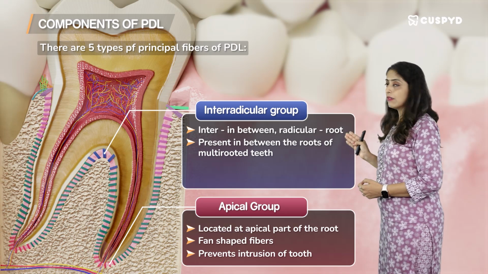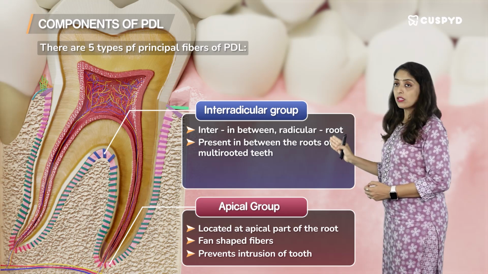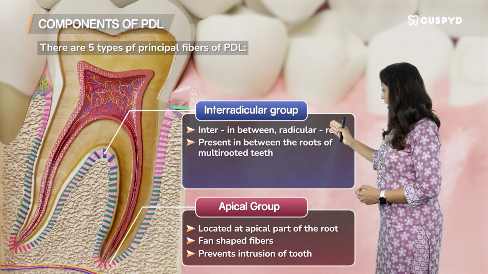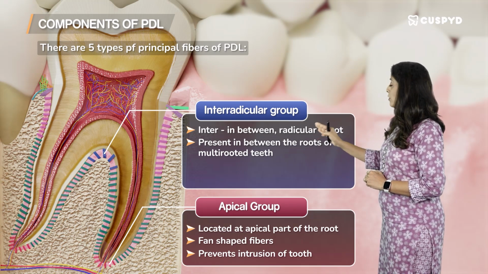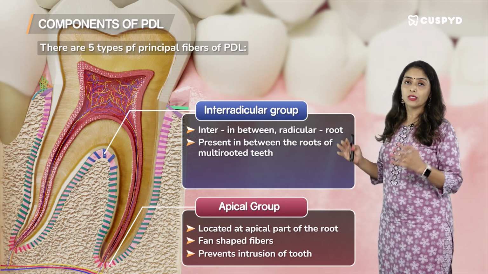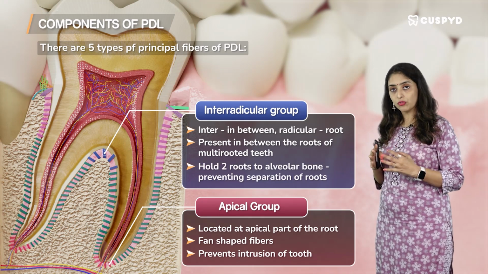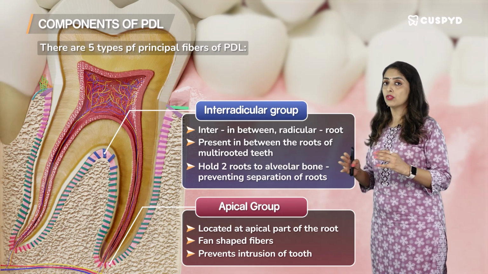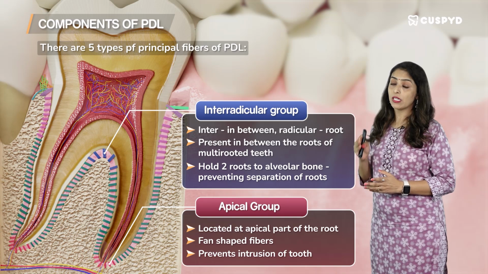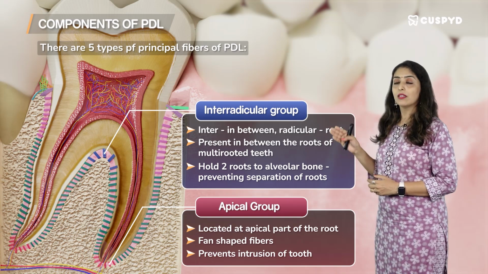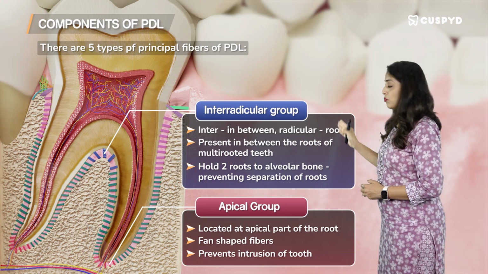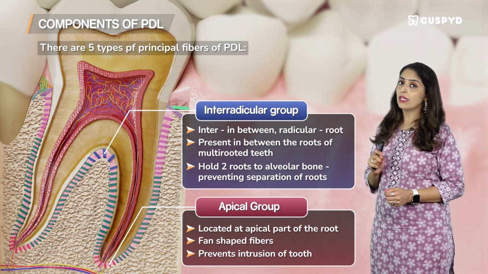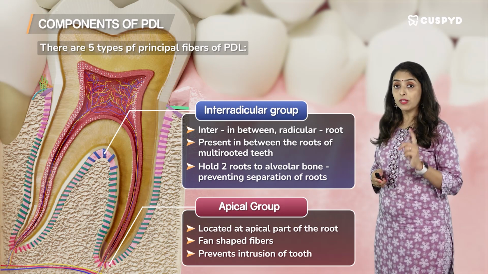And these interradicular fibers will cross the interradicular septum, that is the alveolar bone that is present between the two roots, and attach one root with another. So, it is trying to hold the two roots together, preventing the roots from getting separated. So, the interradicular fiber is the one that will cross the alveolar bone and attach one root to another, seen only in multi-rooted teeth, of the same tooth.